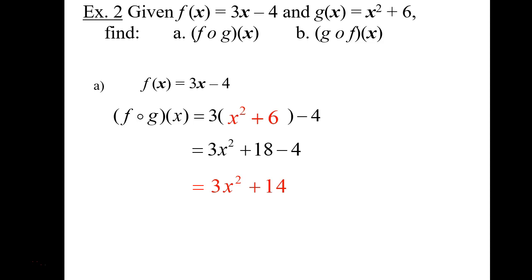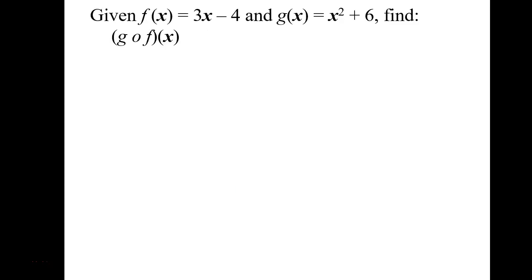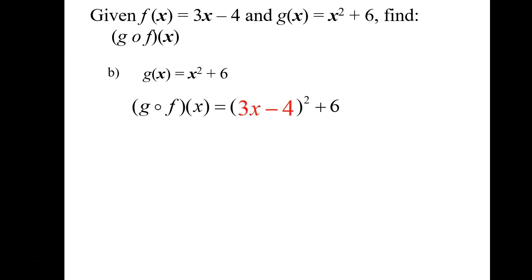Let's go the other way. Same functions, but this time they want us to do g composition f. So this time, which is the outer function? G is the outer function because it's written first. So take your outer function. Wherever there's an x on your paper, I want you to replace it with parentheses. So we're going to have parentheses squared plus 6. Now what's going to go inside of the parentheses? That's the inner function, which is now f, or 3x minus 4.